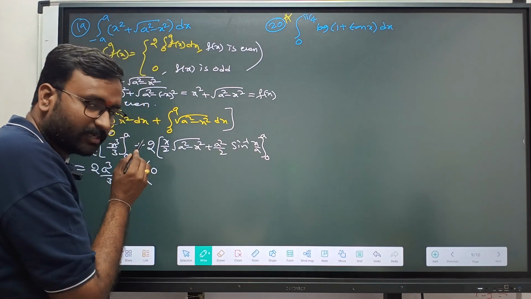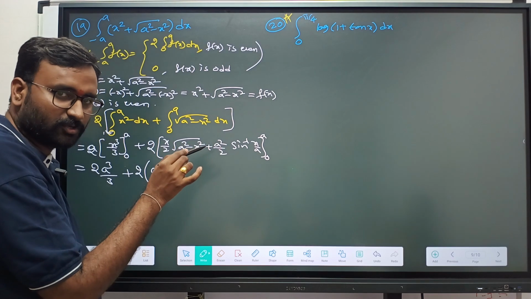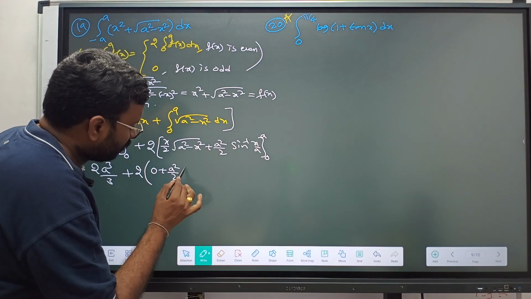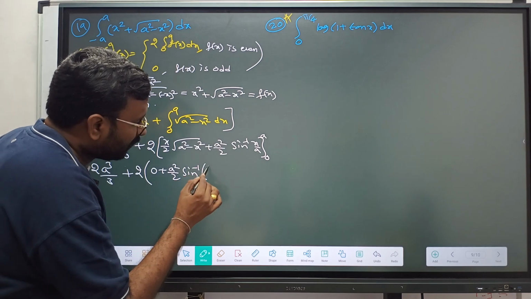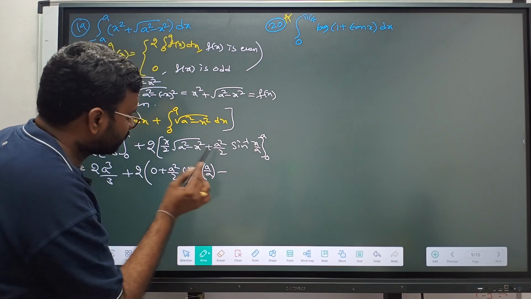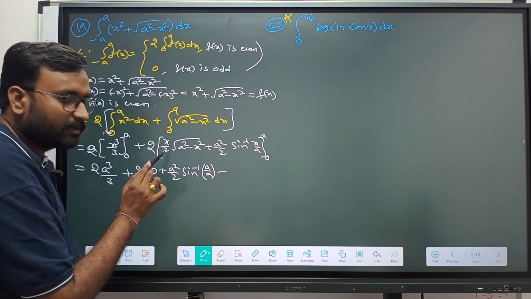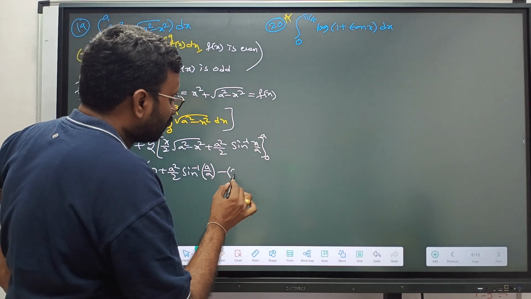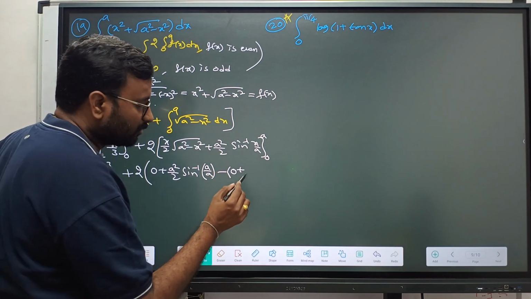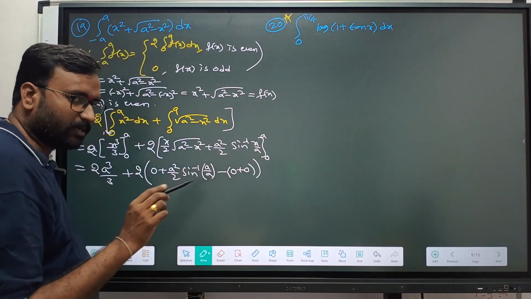First write the upper limit completely in one function, then write the lower limit, minus the lower limit. If you write here a plus a square by 2 sine inverse of a by a, it is not 0. Next, minus the lower limit. If you write 0 here, 0 by something, 0 into something, is 0. And here plus, if you write 0 sine 0, that is 0. So this is 0. So for the lower limit you are getting completely 0.